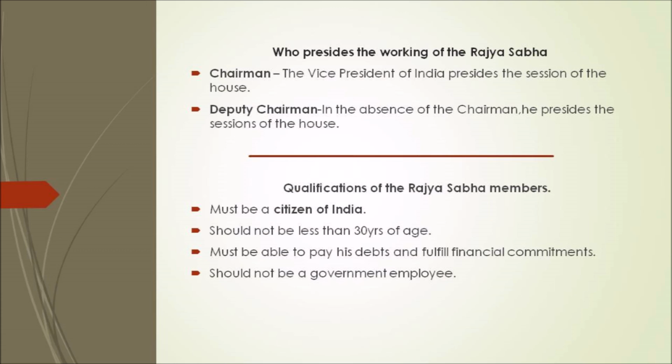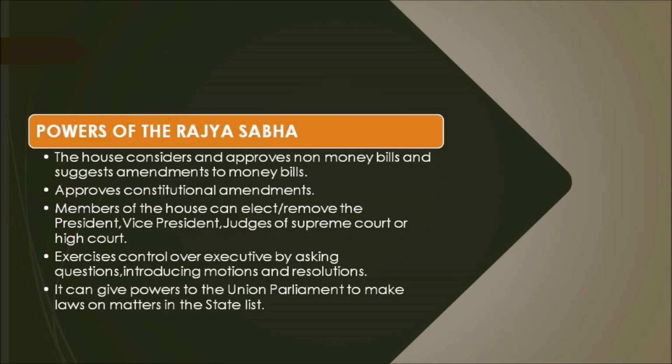Now, the qualifications of the Rajya Sabha members. The Rajya Sabha member should be a citizen of India. He or she should not be less than 30 years of age. He or she must be able to pay his debts and fulfill financial commitments and should not be a government employee. Now let's learn about the powers of the Rajya Sabha.